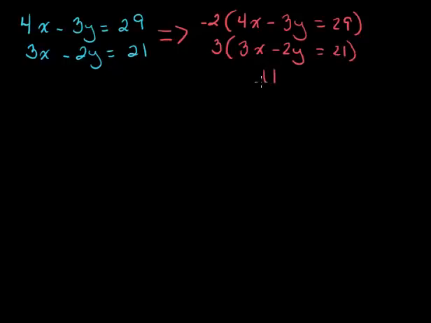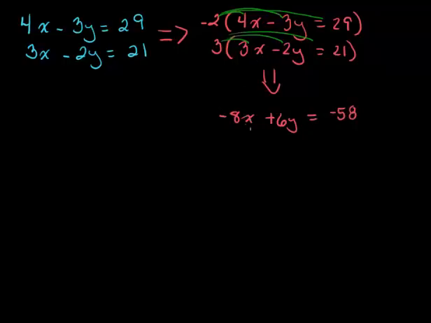Okay, and doing this, negative 2, we're using our distributive property for all of this. Okay, so this is the entire thing. Same here. When we do this, we're going to get negative 8x. Negative 2 times negative 3 is 6y. And negative 2 times 29 is negative 58. 3 times 3 is 9. 3 times negative 2 is negative 6y. And 3 times 21 is 63.